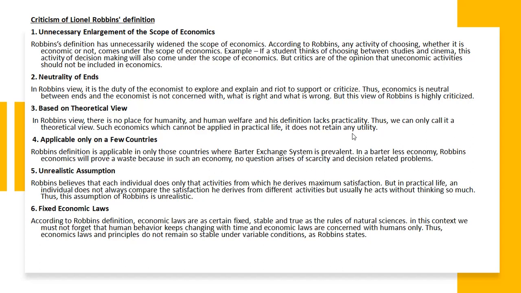We all know that in India, since 1950, we had adopted the 5-year plan. But when the Modi government came, it discontinued this 5-year plan and it was replaced by Niti Aayog. So if economic laws were fixed, then there should be no abolishment of the 5-year plan, isn't it? And also, there should be no case of demonetization in our country, isn't it? So Robbins' definition only talks about fixed economic laws, which is not practical.